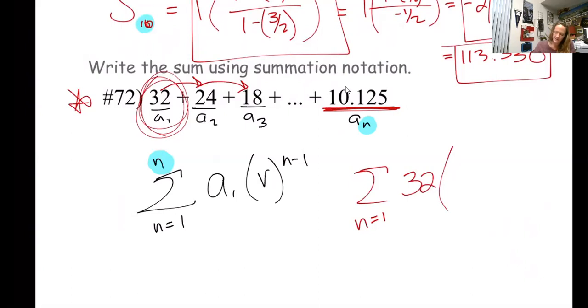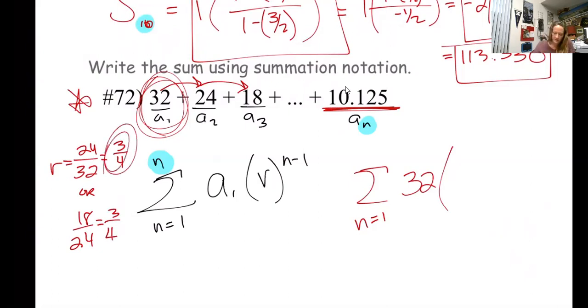Okay, division. So remember, the common ratio can be found by dividing a latter term by a previous term, and it should always be the same thing. 24 divided by 32, 8 goes in 3 times and 8 goes in 4 times. 18 over 24, 6 goes in 3 times, 6 goes in 24 4 times. Oh my goodness, there is a common ratio, and that common ratio is 3/4.